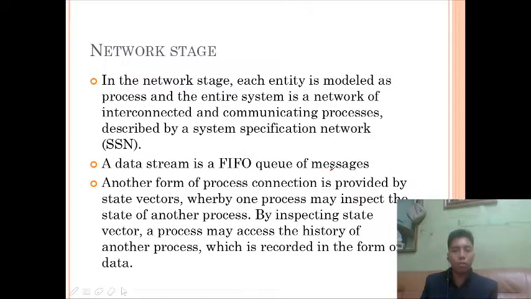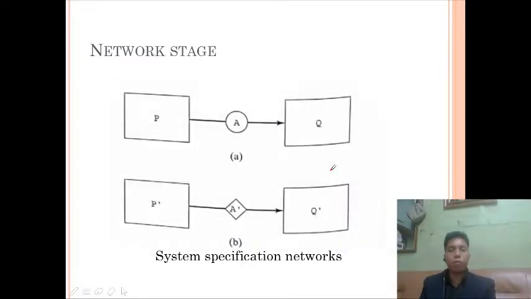So another form of process connection is provided by state vectors, whereby one process may inspect the state of another process. By inspecting the state vector, a process may access the history of another process, which is recorded in the form of data. So here is an example of a network stage.